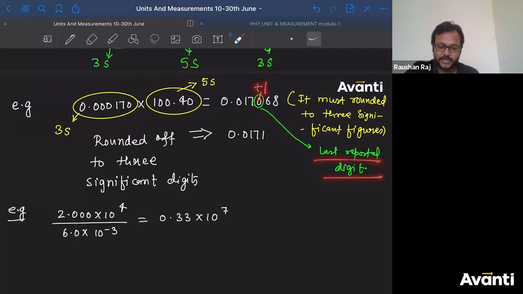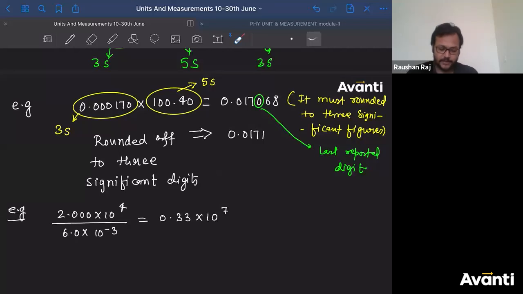So plus 1. क्या मिल जाएगा? 1. So what is the correct answer? 0.0171. So how many number of significant digits are there? 1, 2, 3. These 0 are leading zeros, so they are non-significant. Guys, did you understand this part? Click yes if you have understood this.